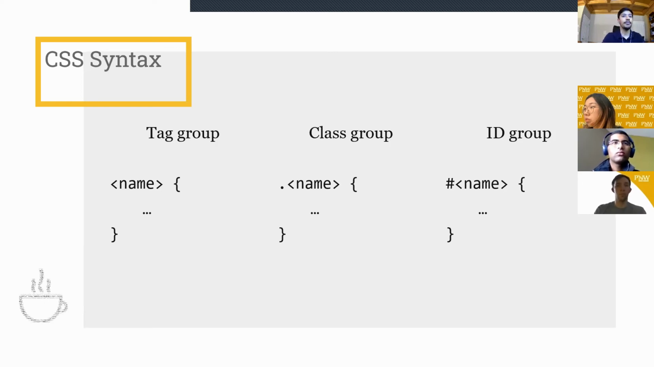So again, the important thing I want you to take away from this is if you want to do a tag group, there's nothing, just the name of the tag. A class group is dot class name, and then the ID group will be a hashtag and then the ID name. So we'll go over all three in our demo program, but just keep the syntax in mind.